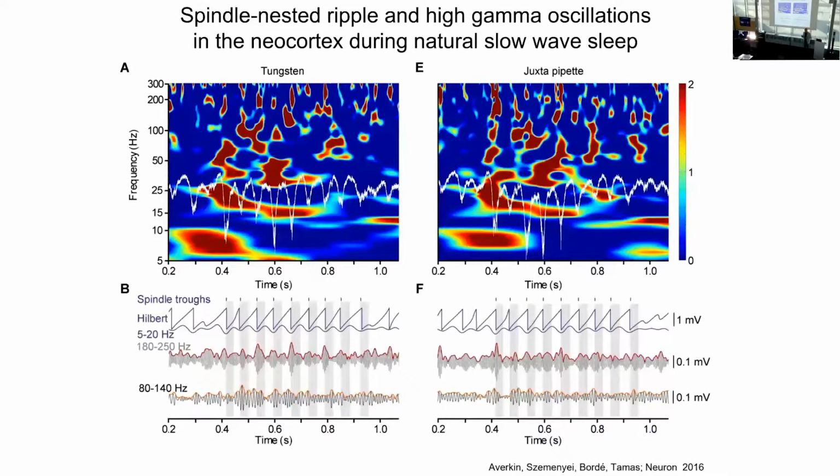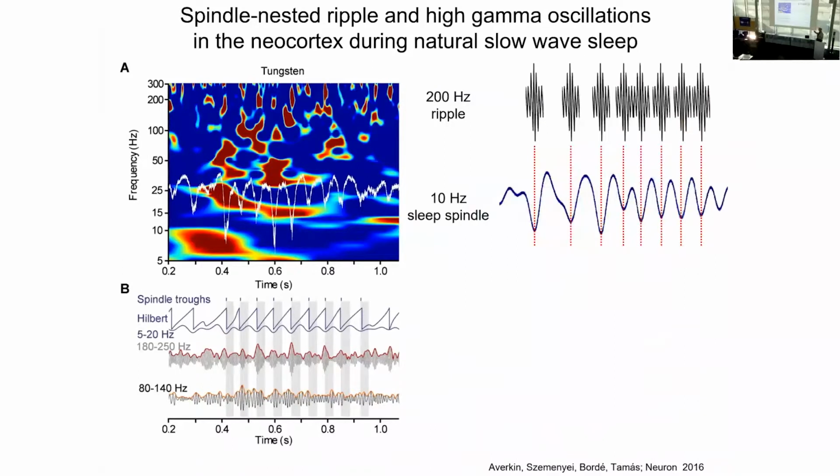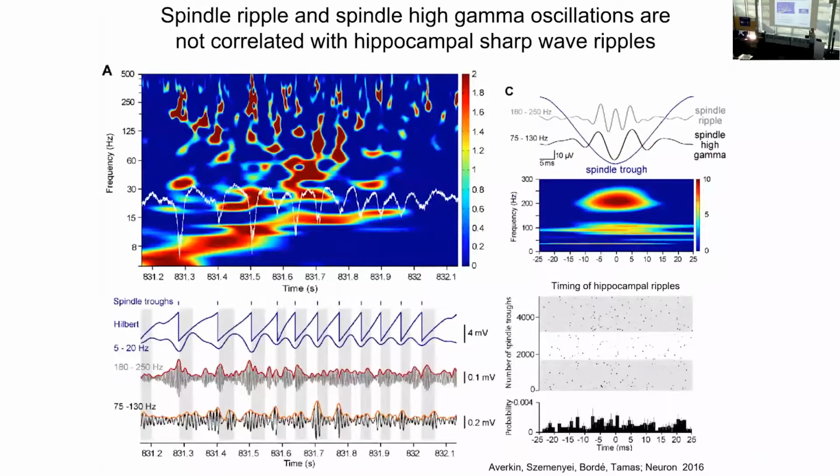To that end, we developed the method of juxtacellular recording in freely behaving, completely undrugged, I repeat, completely undrugged animals, and found those 200 hertz ripples in the neocortex, embedded into neocortical spindles during slow wave sleep. At each trough of a neocortical spindle, you have a sharp wave embedded. Those sharp waves are centered at the spindle trough and have nothing to do in timing with the hippocampal sharp waves. So it's not a radiation of hippocampal sharp waves. These are locally generated.